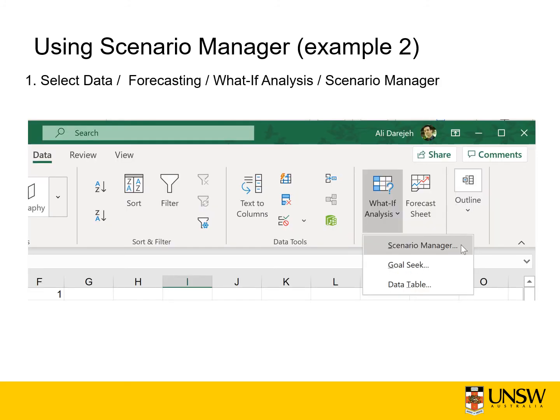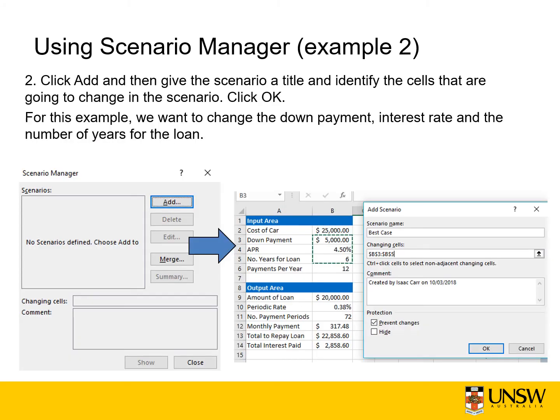As the first step, open the Scenario Manager by going to the Data tab and clicking Scenario Manager from What If Analysis. In order to add the first scenario, click Add and give a title to the scenario, then type the cells that you're going to change in the scenario. Based on the example, we're going to change the value of down payment, interest rate, and the number of years for the loan. So type B3 to B5 here.